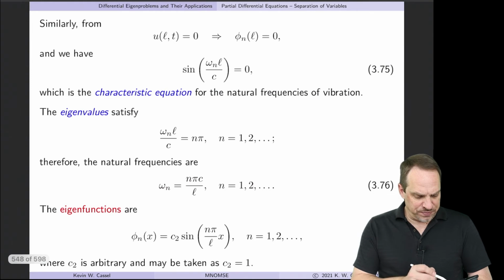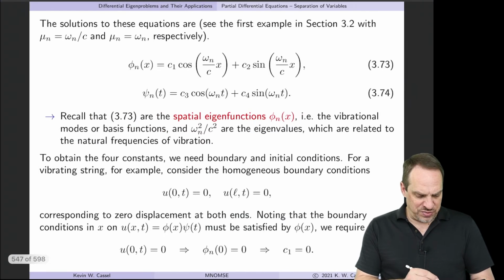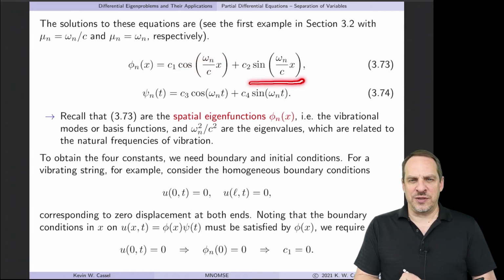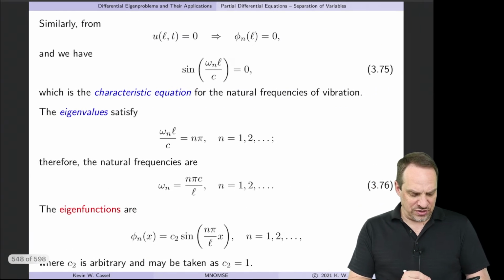Then on the other side, u at x is equal to L is also 0, so that requires that phi at L also be 0. And then from here, because this term is already gone, this term, sine of omega over c times L, we're applying this at x is equal to L is equal to 0, becomes our characteristic equation.